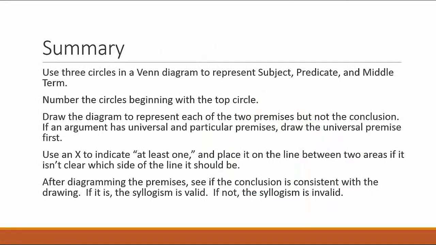In summary, use 3 circles in a Venn diagram to represent subject, predicate, and middle term. Number the circles beginning with the top circle. Draw the diagram to represent each of the 2 premises, but not the conclusion. If an argument has universal and particular premises, draw the universal premise first. Use an X to indicate at least one, and place it on the line between 2 areas if it isn't clear which side of the line it should be.